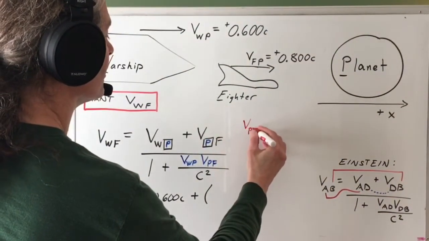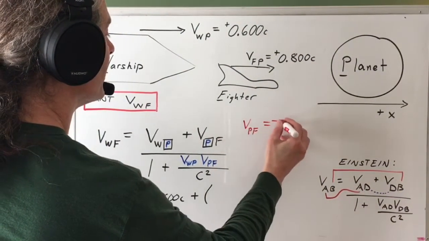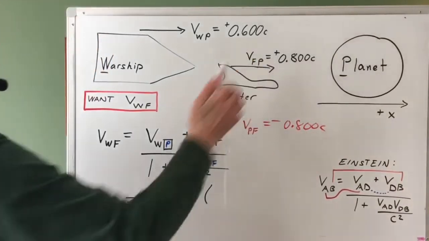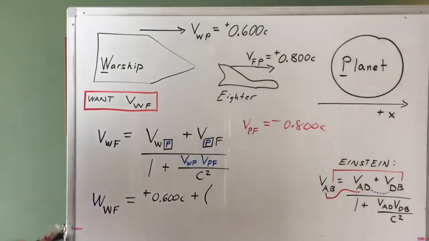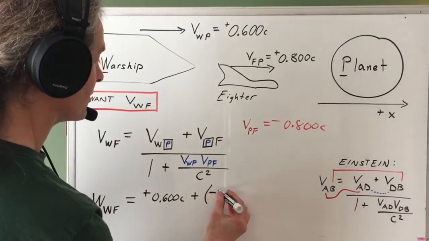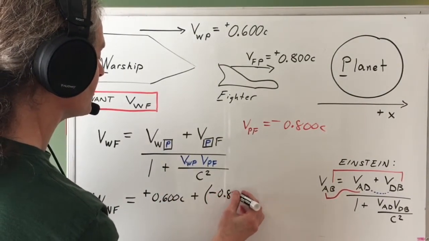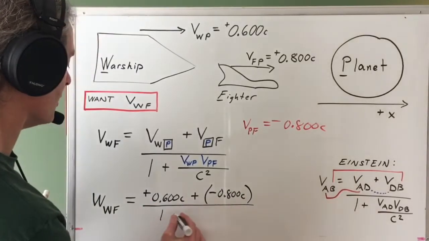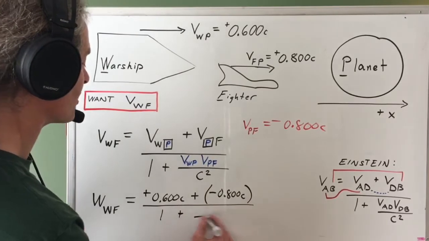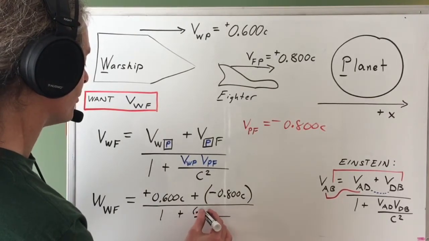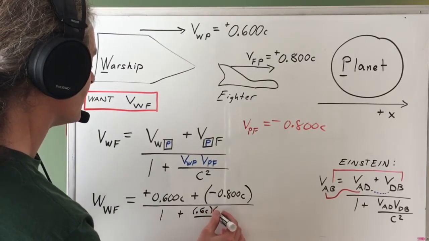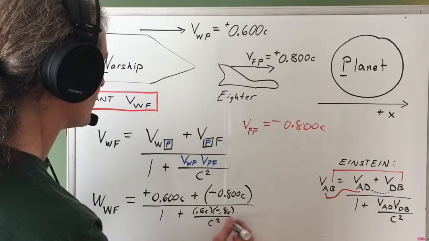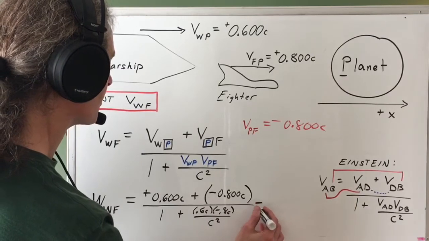The velocity of the planet relative to the fighter will be minus 0.800 c, because we switched the subscripts. So minus 0.800 c, and then I'll have 1 plus, and I'm not going to put all the zeros, 0.6 c times minus 0.8 c over c squared. Let's work that out.